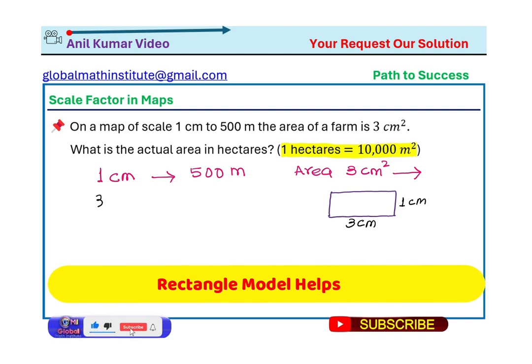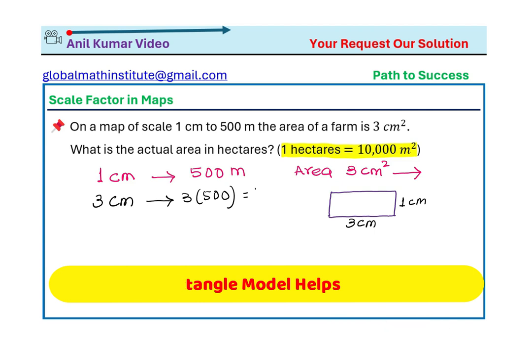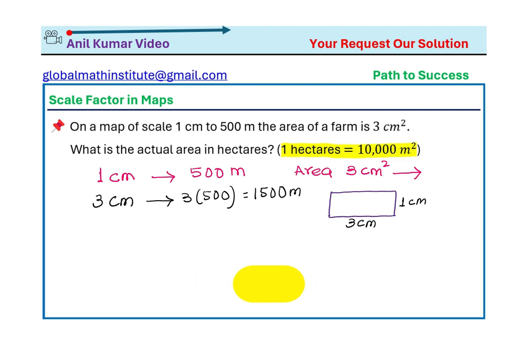How about 3 centimeters? 3 centimeters will be 3 times 500, correct? Which gives you 1500 meters in real life. So now you understand. We have to multiply. So when you talk about area, it is strictly speaking 3 centimeters by 1 centimeter. You get the whole idea.